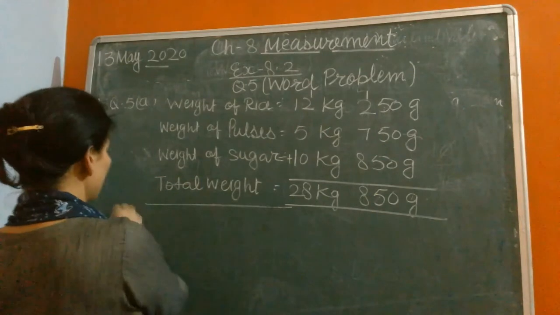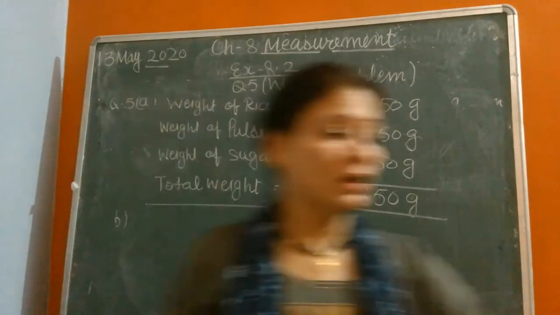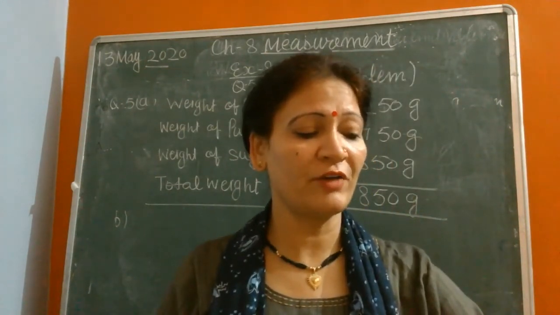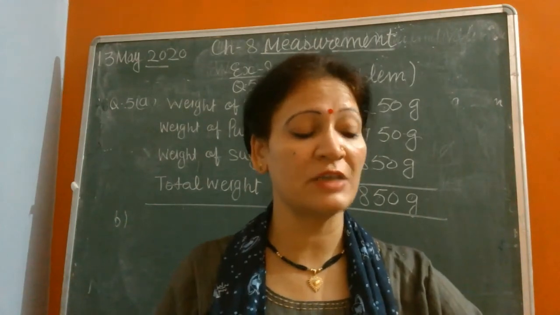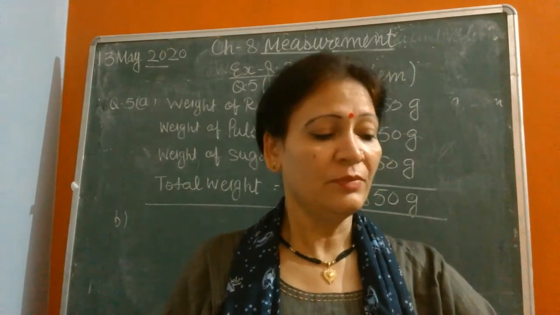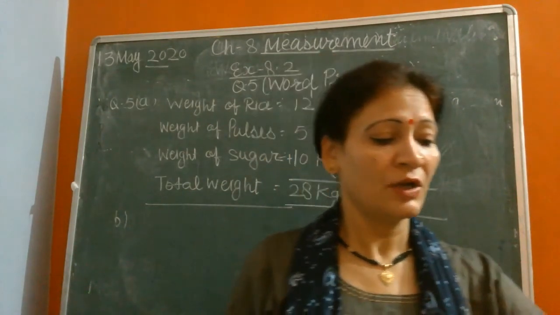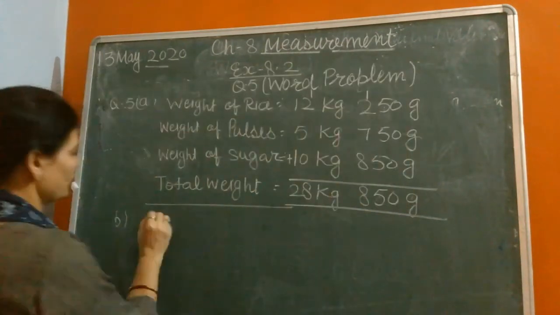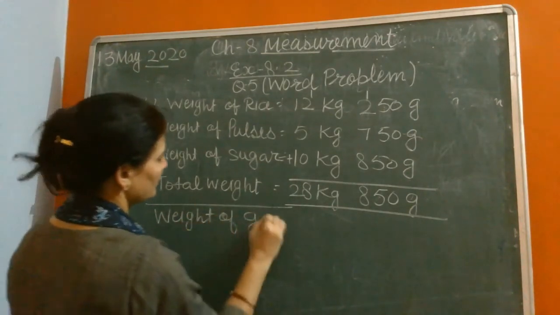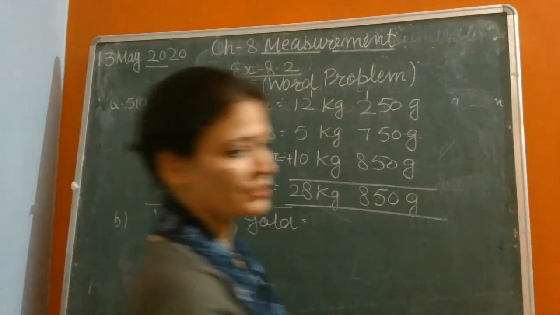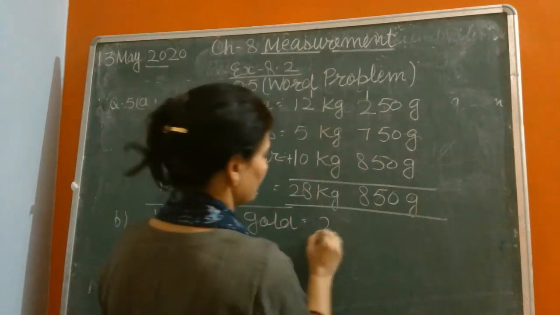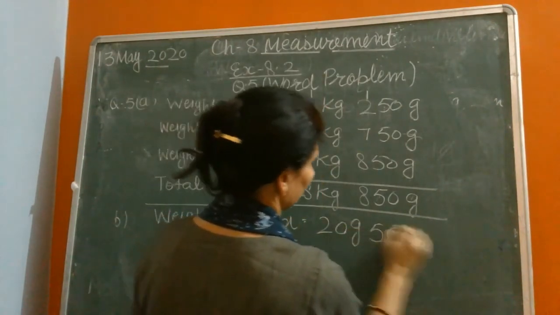Now part B of this question. Sheena purchased 2 kg 500 mg of gold, 1 kg 750 gram of silver, 250 gram of platinum. What is the total weight? Weight of gold is 20 gram, 500 milligram.